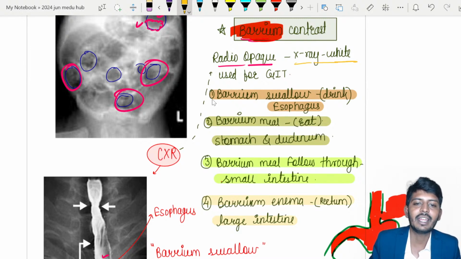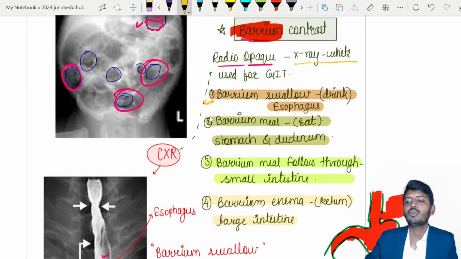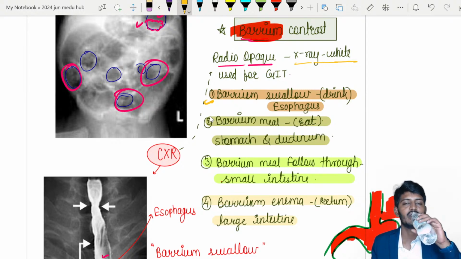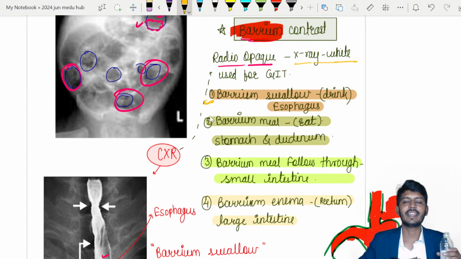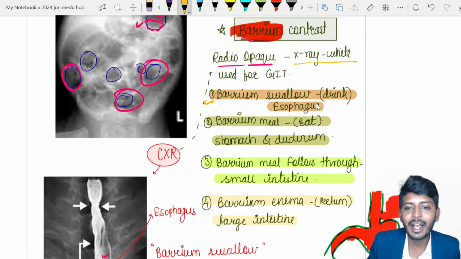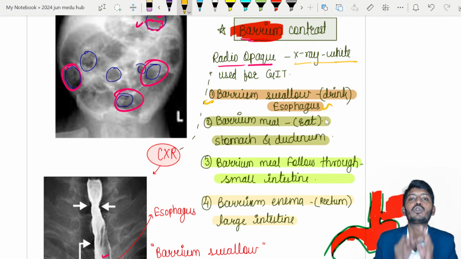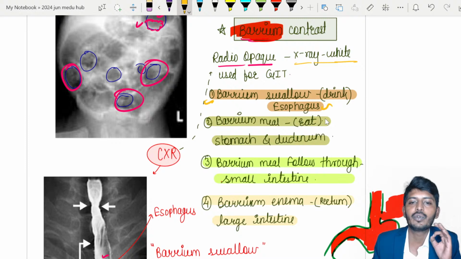It is used for the GIT. We have a technique called barium swallow. Barium swallow means the barium will be in the form of a liquid. I will ask my patient to drink the barium-containing solution. Okay, the barium solution he drank, and immediately I will take the X-ray. Immediately, I can look at the barium present inside the esophagus and the stomach. So I'll be able to understand the anatomy of the esophagus. So barium swallow is a solution form used for imaging of the esophagus.